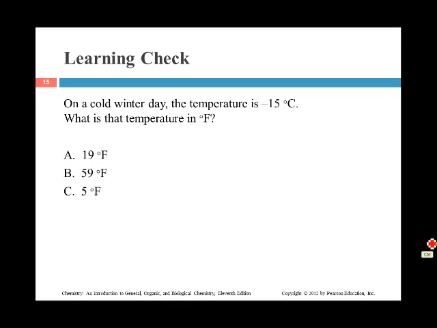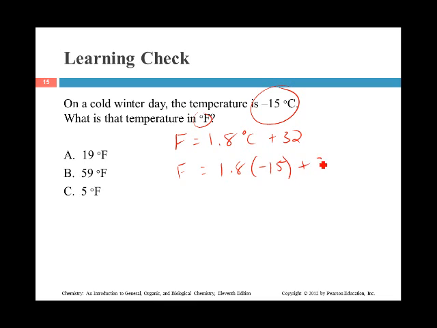We'll try another one. We have negative 15 degrees Celsius, and we're converting over to Fahrenheit. So Fahrenheit, once again, is 1.8 times degrees Celsius plus 32. So Fahrenheit is equal to 1.8 times negative 15 plus 32. I'll give you a minute to put it into your calculator. Negative 27 plus 32. That is then equal to 5.